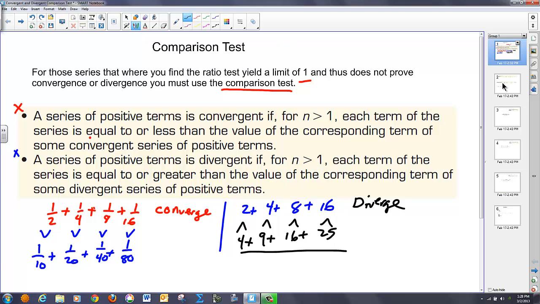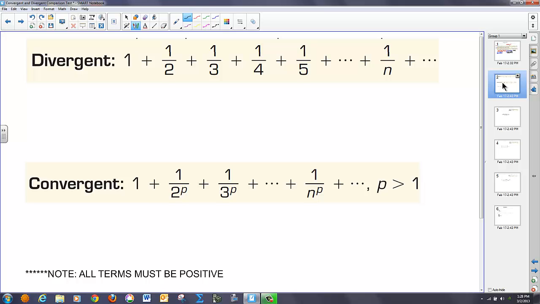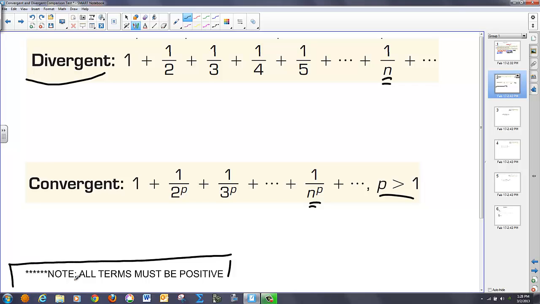I'm going to show you the two series we're going to commonly compare to. The divergent series we're going to compare to is 1 over n. The convergent series is 1 over n raised to the p, where p is always going to be greater than 1. And note down here that all terms in these series that we're making comparisons to must be positive. So we can't have an alternating series like we have in some situations. So this is only going to work for specific cases.